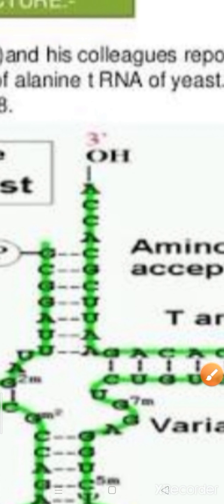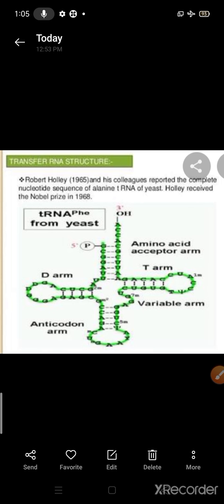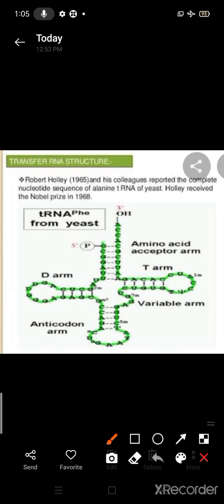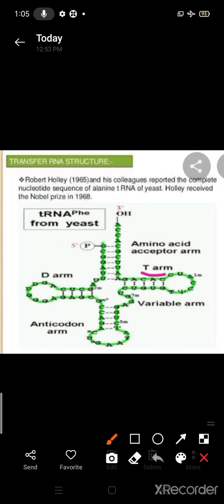So here you can see different arms. This is known as the amino acid acceptor arm. And here, very simply I am going to tell you, the T arm. This is known as the T arm. So what is the T arm or T loop?